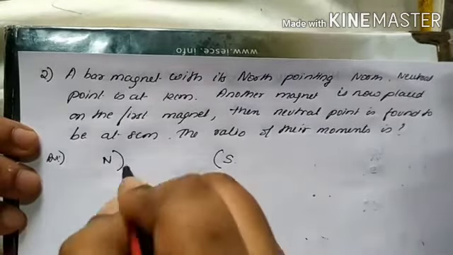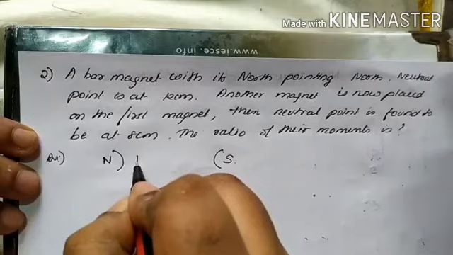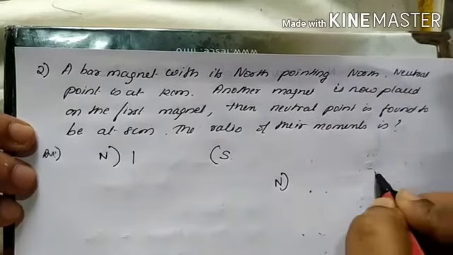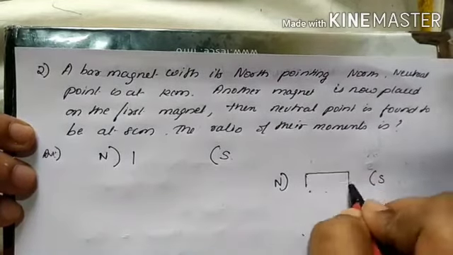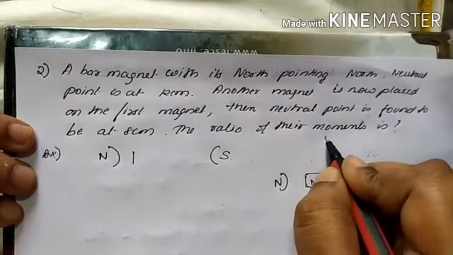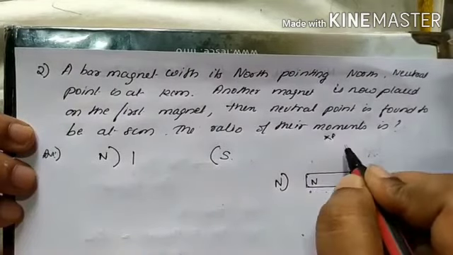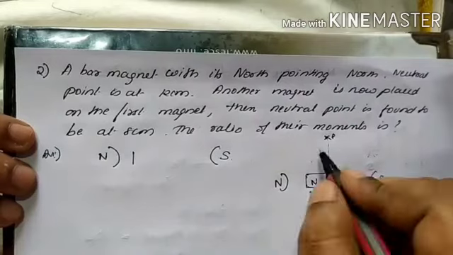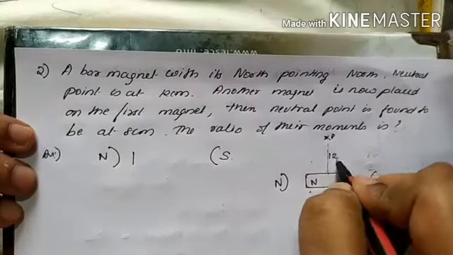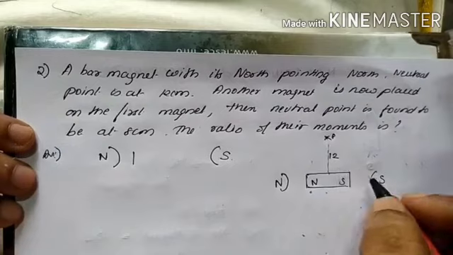Where it was at the equatorial points. So this is my... okay, sorry guys, I'll write it here. This is our bar magnet. This is north, this is south, this is our initial null point, let's say it is P. And it is at a distance of how much? 12 centimeter has been mentioned, right?